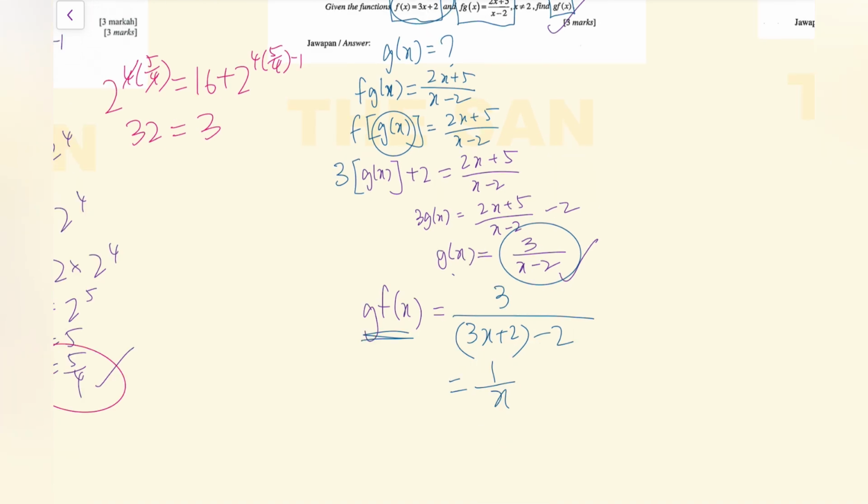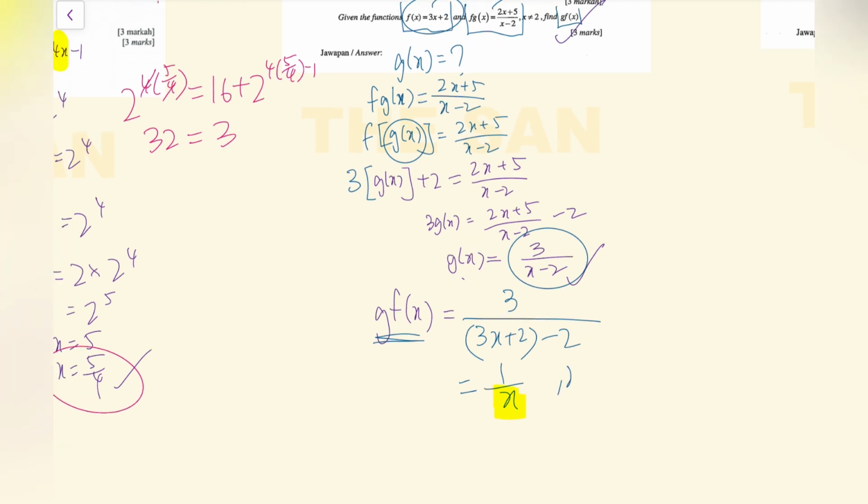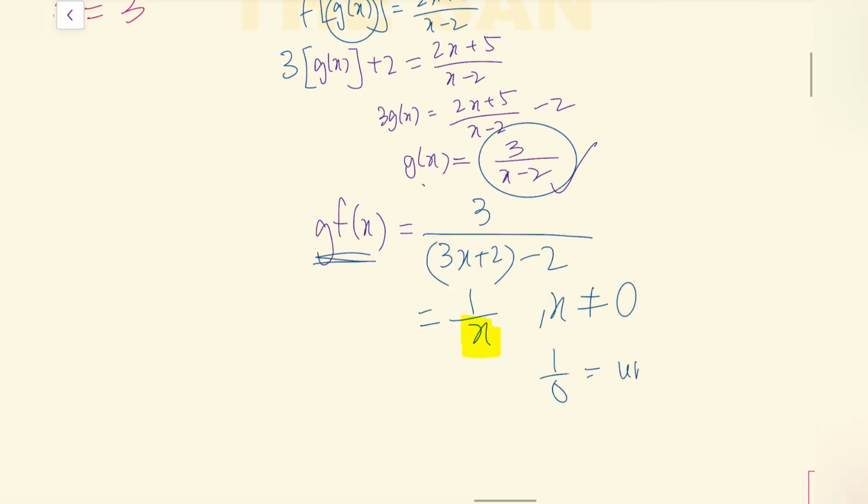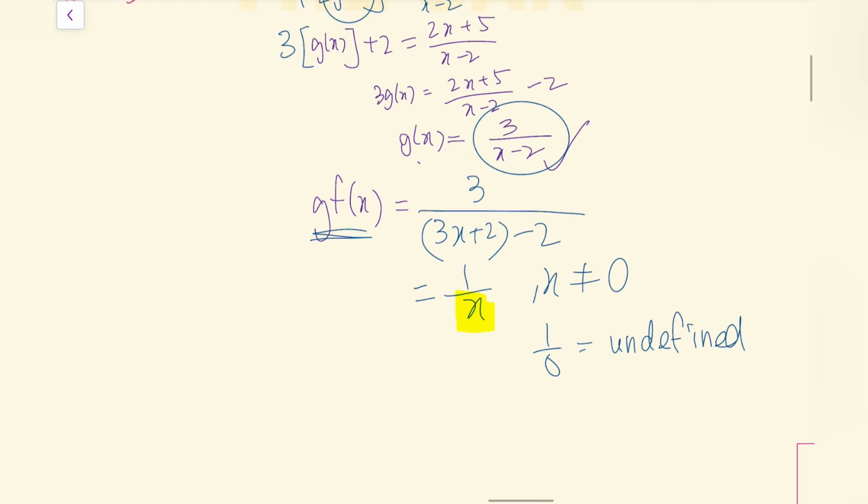Whenever we see that there's x at the bottom of a fraction, we should do this. x is not equal to 0 in this question. Why? Because if 1 over 0, it will be undefined. Okay? So we don't want the bottom part to be 0.